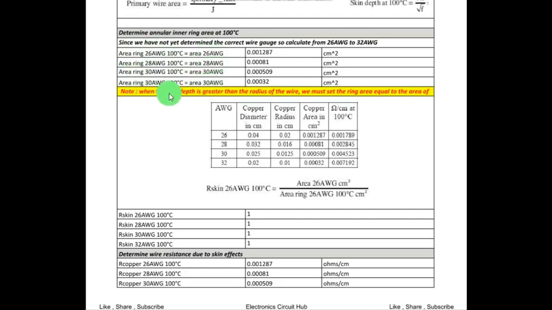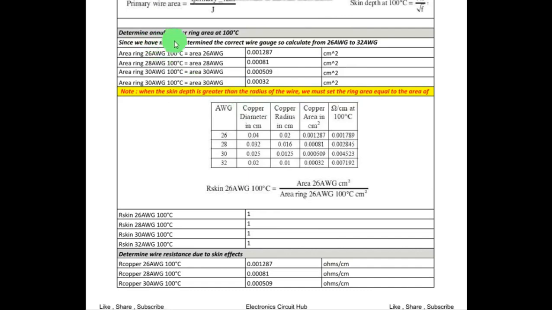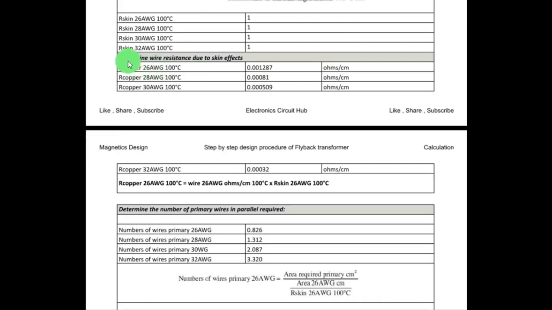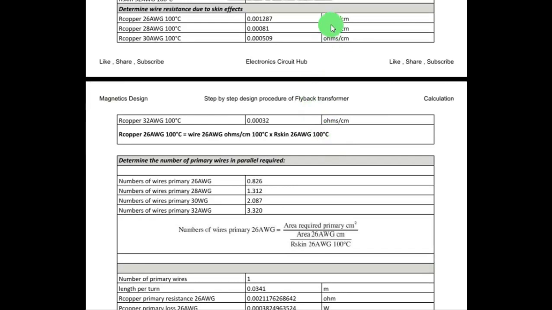So when the skin depth is greater than the radius of the wire, we must set the ring area equal to the area. You can see here for AWG 26, 28, 30, 32, you have the copper diameter, which is given in centimeters. It's also given the ohm per centimeter at 100, and you can use this formula R skin and you can calculate the annular inner ring. Once you get the value of the annular inner ring, you can also determine the wire resistance due to the skin effect, which is given here. You can see here it is given in ohms per centimeter.